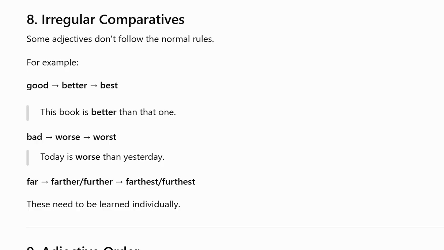Irregular comparatives. Some adjectives don't follow the normal rules. For example, good, better, best. This book is better than that one. Bad, worse, worst. Today is worse than yesterday. Far, farther, further, farthest, furthest. These need to be learned individually.